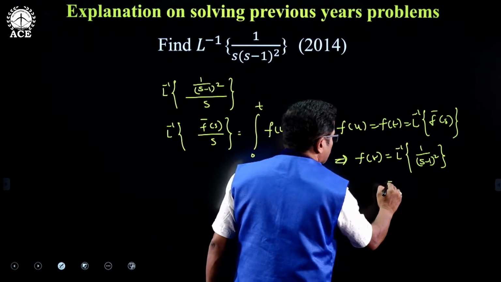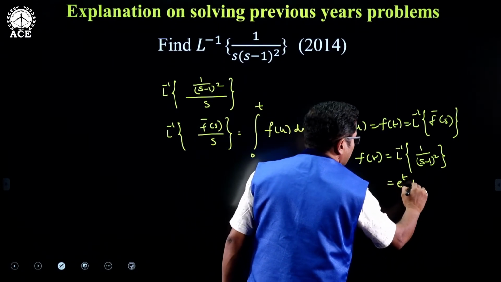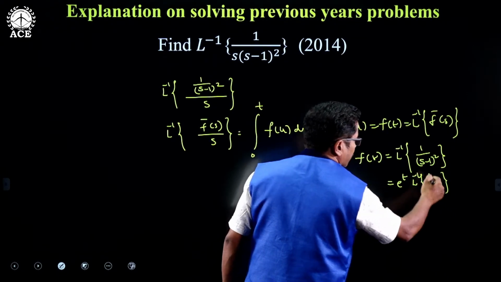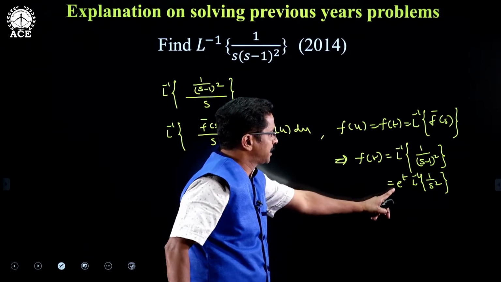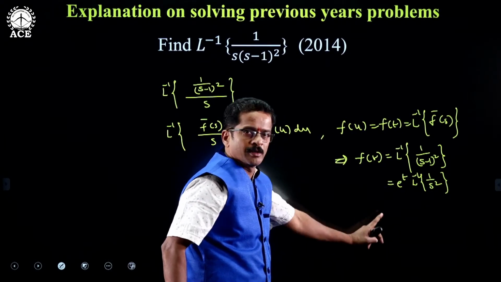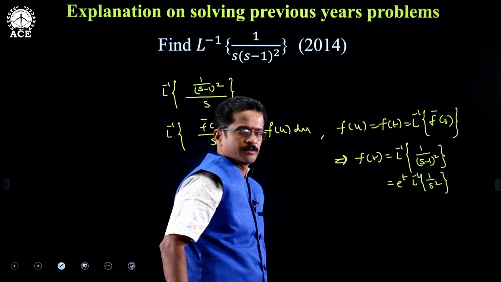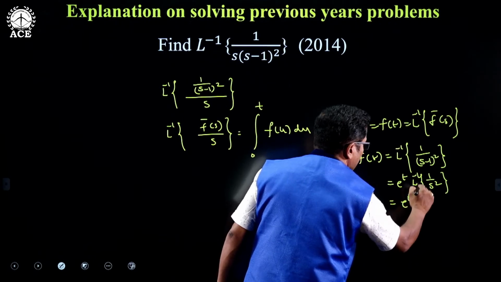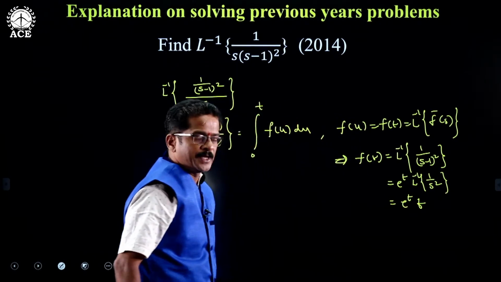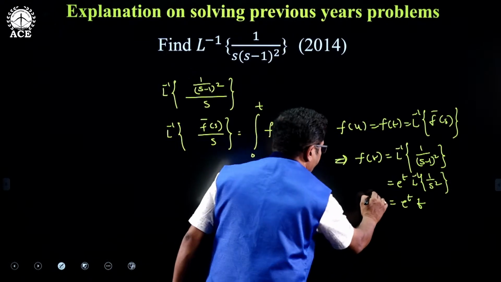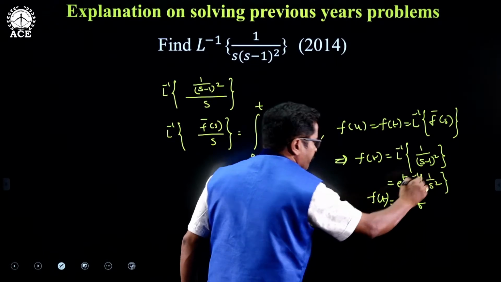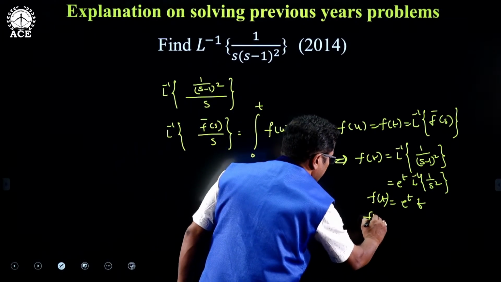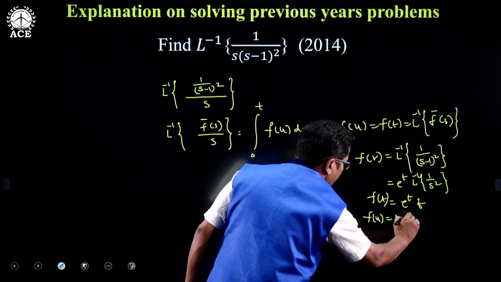Which is equal to e power t times L inverse of 1 by s square, where s minus 1 is shifted to s, by taking e power t out of L inverse by the first shifting theorem. So this is going to be e power t into L inverse of 1 by s square, which is t. So f of t is equal to e power t into t. Then f of u equals t into e power t.